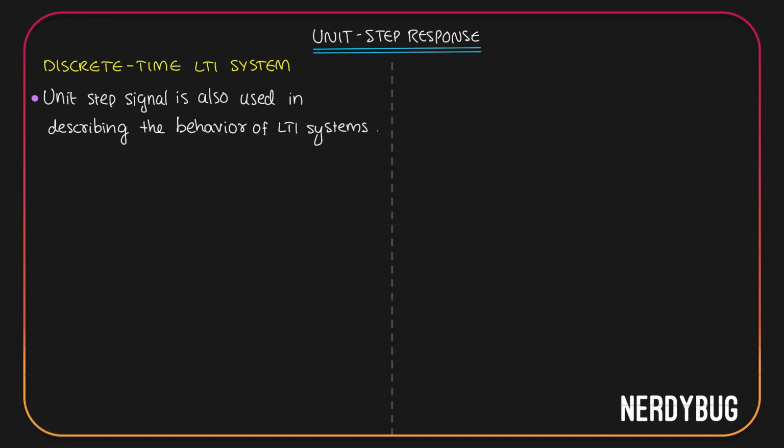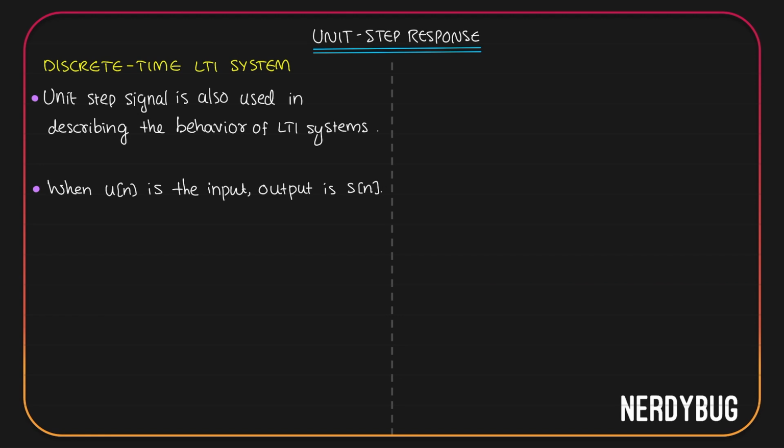Now, the last and final concept we have to learn about LTI systems here is their unit step response. Let's start with a discrete time LTI system. Just like we use a unit impulse sequence to show the behavior of LTI systems, we can use a unit step sequence also to do the same. We know when delta of n is the input, output is h of n. The same way, when u of n is the input, the output is denoted as s of n, and we can call it the unit step response of the system.